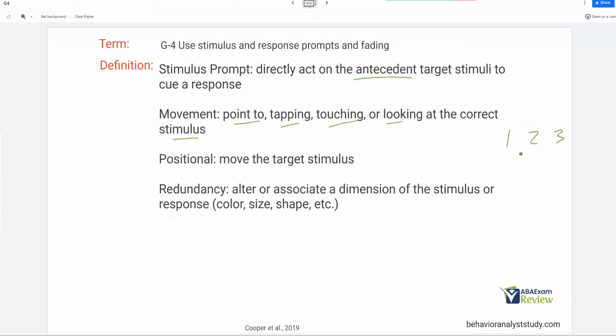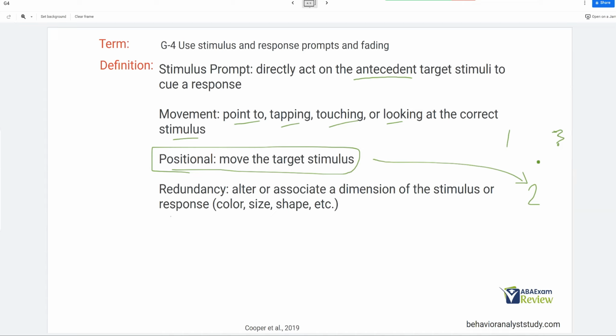Positional, you're going to move the target stimulus. So if I have this field of 3, 1, 2, and 3, and then I move 2 closer, that's a positional prompt. I'm moving the target stimulus, and we are acting again directly on the stimulus. And then a redundancy prompt, where we're making a dimension of the stimulus associated with the correct response. So if I made sure that when I said point to 3 and I had these little dots and we're focused on the 3 edges of this 3, that might be a redundancy prompt.